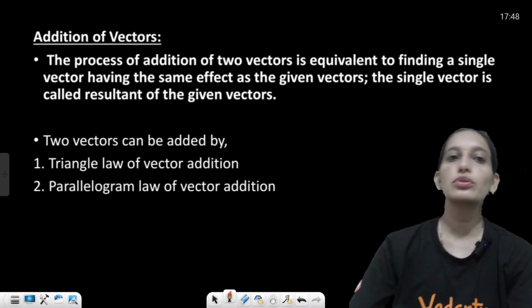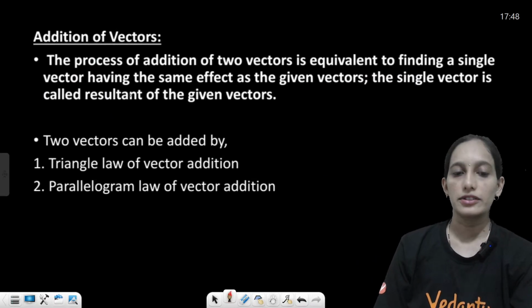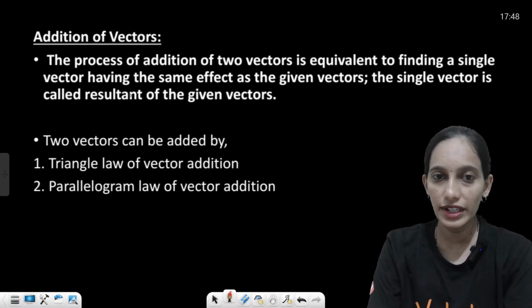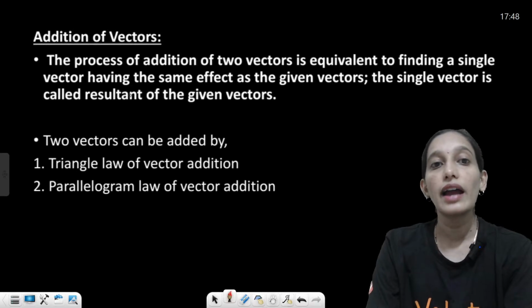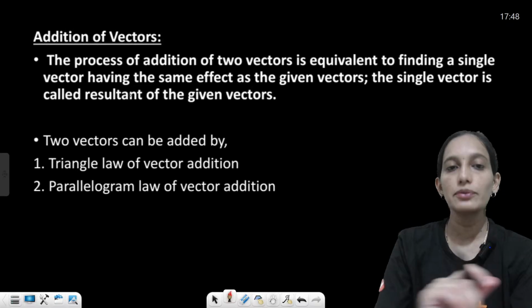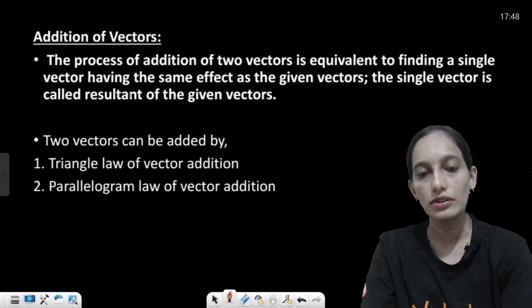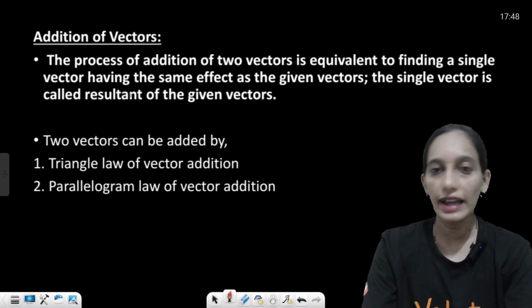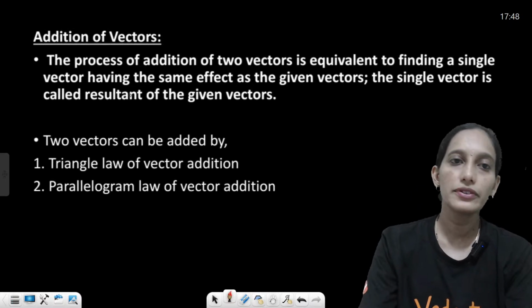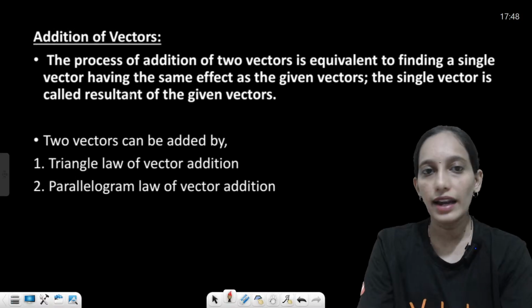Next, coming to addition of vectors. This is another very important topic, addition of vectors. I have already said there are two methods, one is the graphical method and the other is the analytic method. Analytic method let us learn a little later. First we will learn about the graphical method.